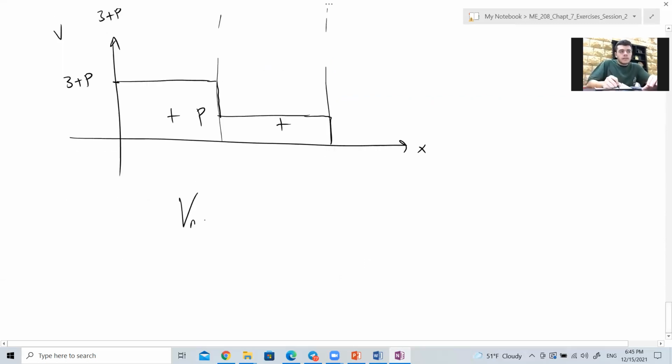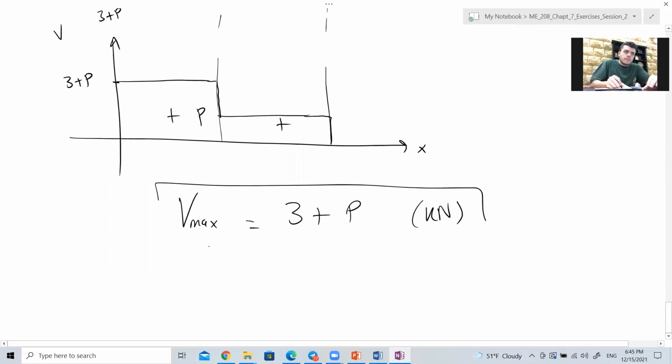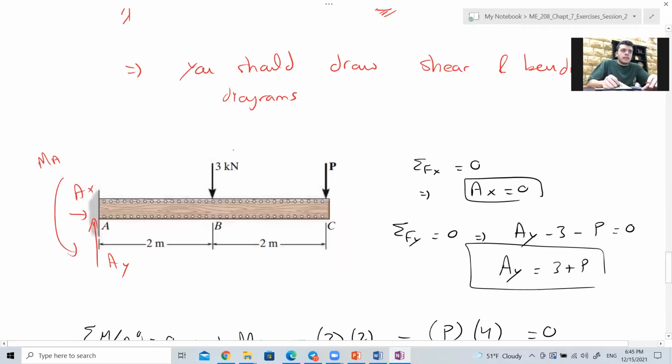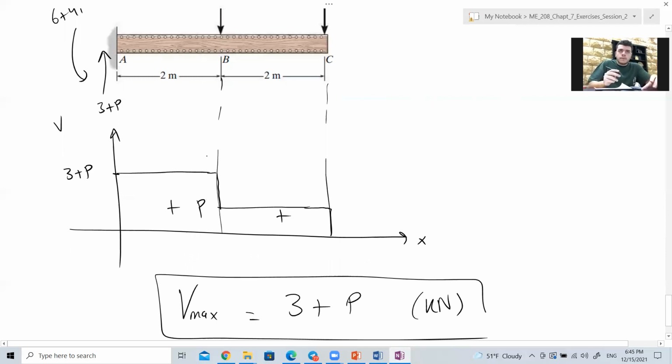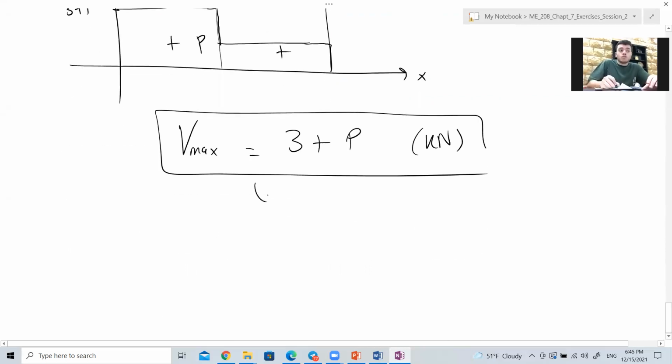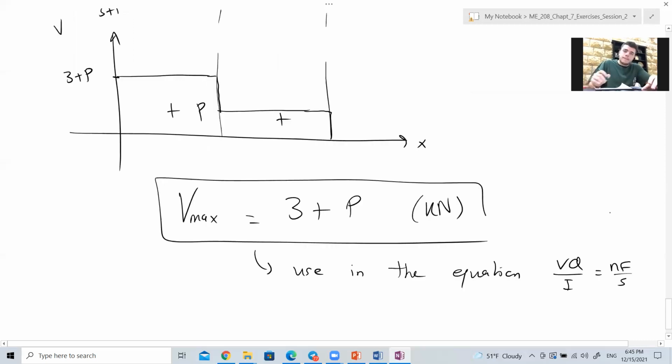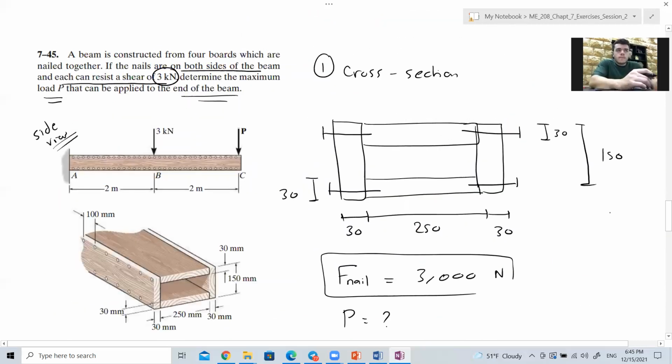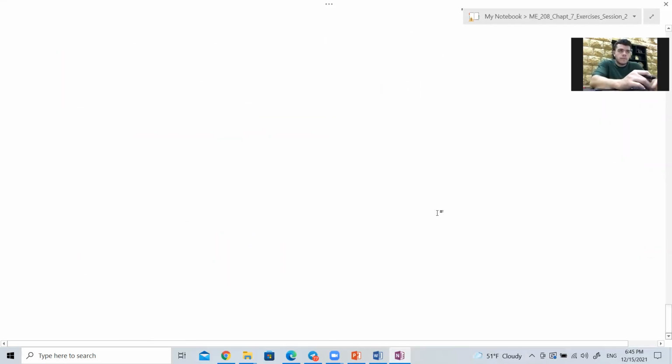So what is the maximum shear from the shear diagram? It's 3 plus P, and the units are in kilonewtons. So this is how you find V. This you should use in the equation VQ over I equals NF over s. Right? So now we will find the centroid and Ix of the beam.